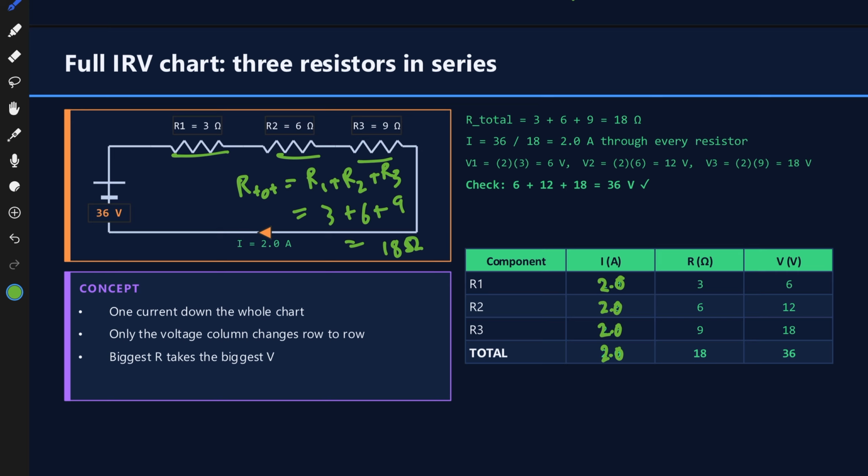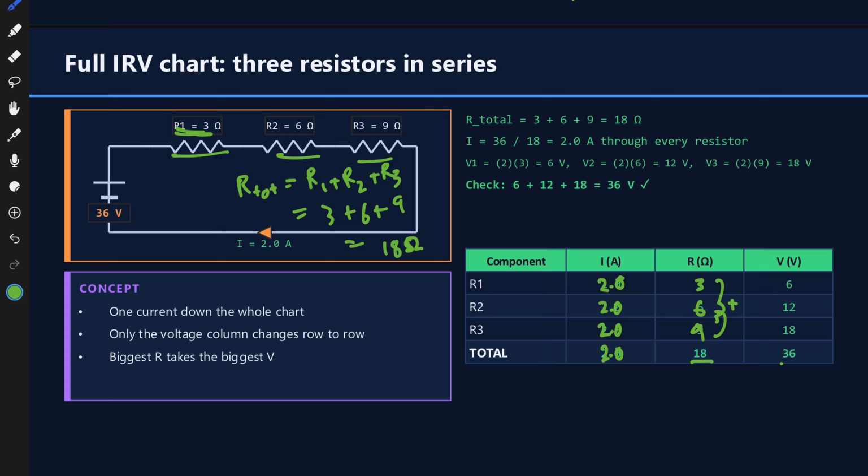The resistance for each one is different. So the resistance for resistance 1 is 3. For resistance 2, it's 6. For resistance 3, it's 9. Right? So how do we get a total resistance if we add them all up? So we get 18 here.